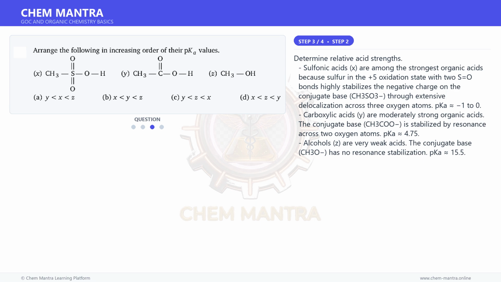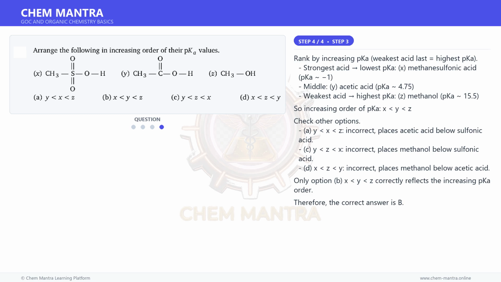The conjugate base, CH3COO-, is stabilized by resonance across 2 oxygen atoms. pKa 4.75. Alcohols, Z, are very weak acids. The conjugate base, CH3O-, has no resonance stabilization. pKa 15.5. And for the final step.